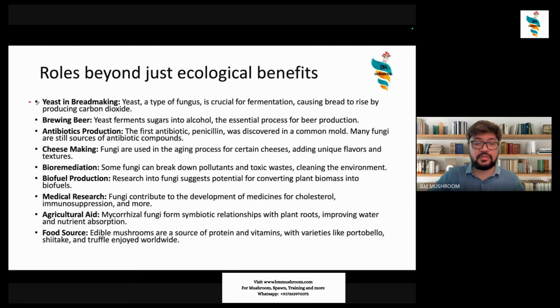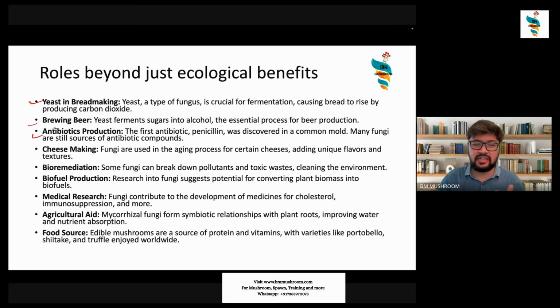See, even though we know everything as mushroom, it actually comes from a category known as fungi. Yeast, we already know, is also a fungus. Yeast is crucial for fermentation. Without yeast, we can't make bread, and several kinds of products are produced using yeast, as well as the beer brewing industry and antibiotic production. We know about penicillin. That also came from fungi because of its natural immunoprotective activity. It released this compound, this antibiotic known as penicillin.